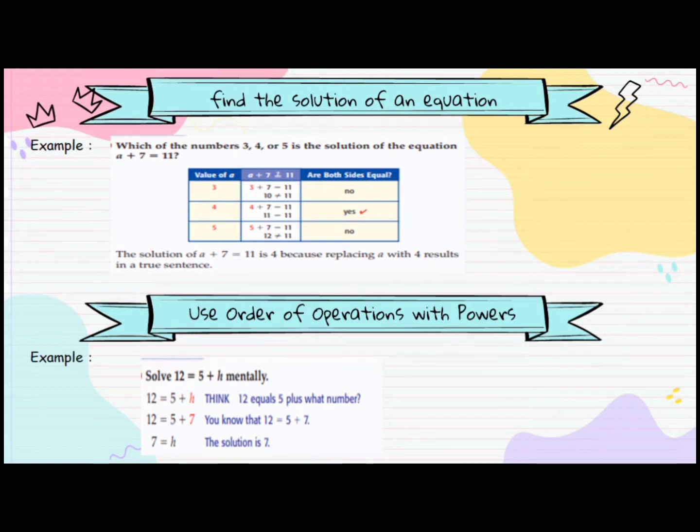The next, use mental math to solve equations. For example, solve 12 equals 5 plus 8. Here is the answer. 12 equals 5 plus what number? You know that 12 equals 5 plus 7. So the solution is 7.